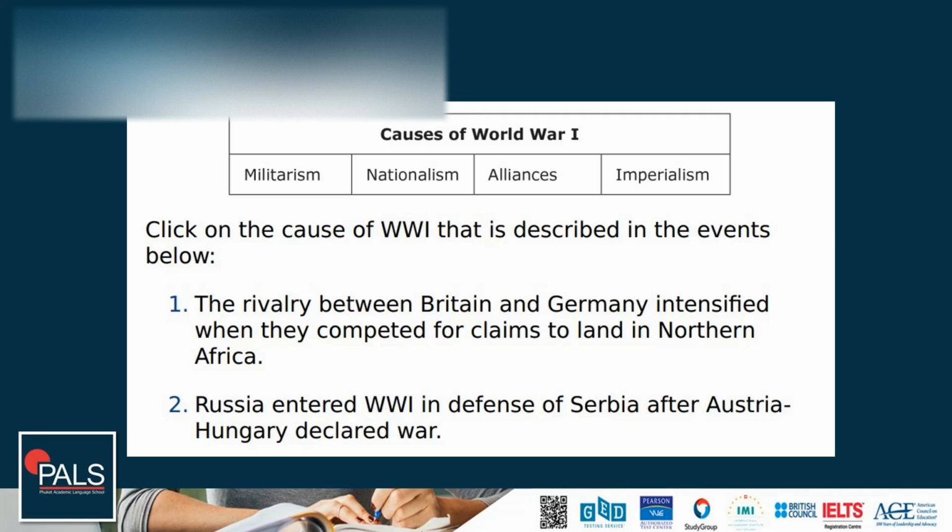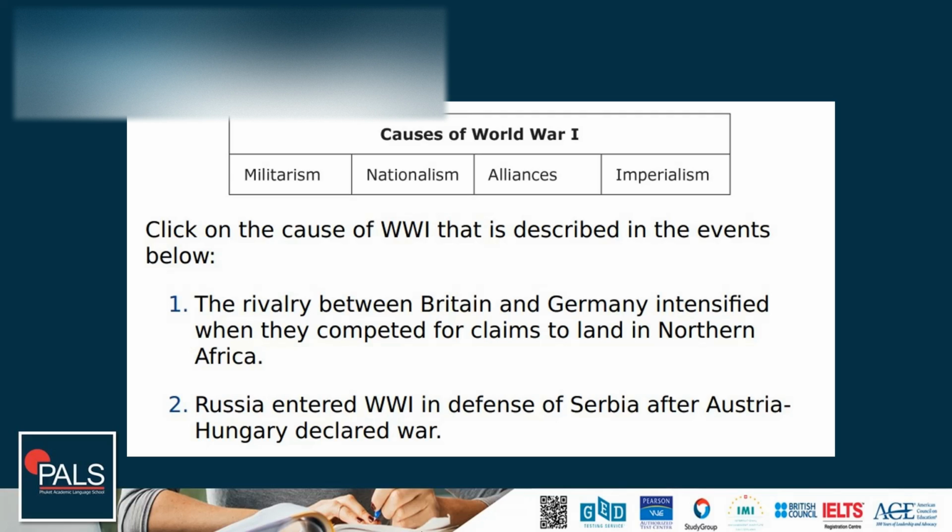There's also no mention of alliances, as Britain and Germany are rivals. Though nationalism could play a part, again, imperialism just makes more sense. The same with militarism. Number 2: Russia entered World War I in defense of Serbia after Austria-Hungary declared war. So, militarism, not mentioned. There's no mention of arms build-up, troop increases, etc. Nationalism could make sense, but there are other options that make more sense.